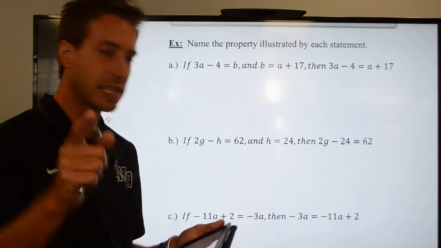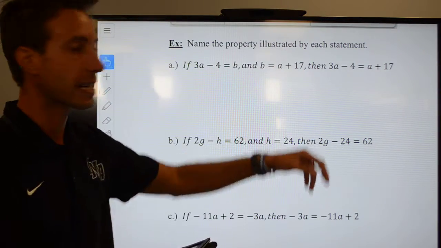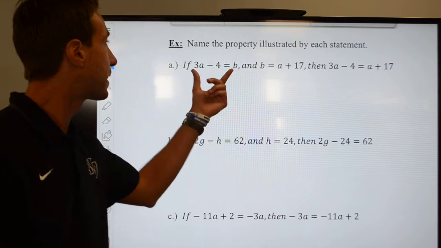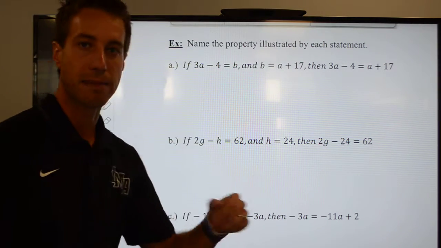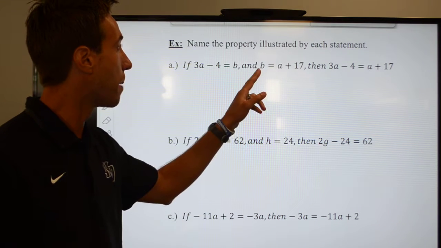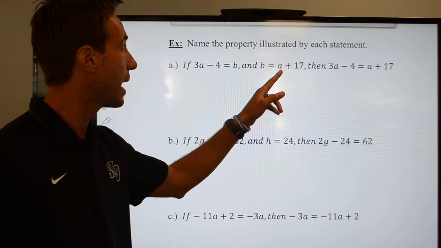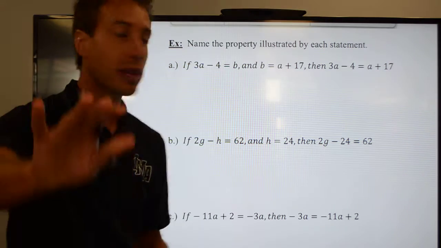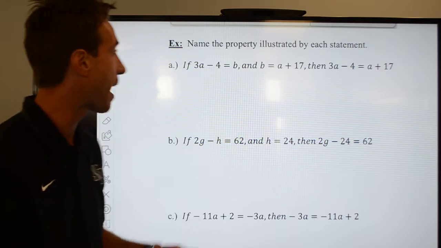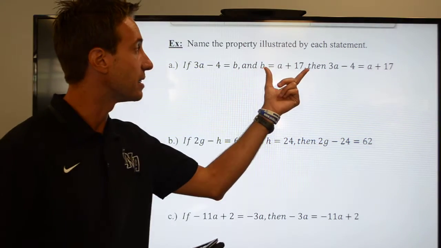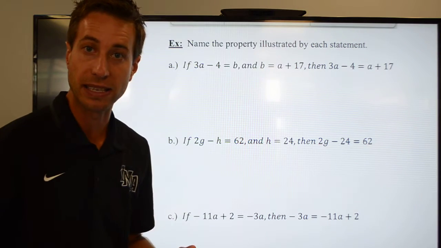What I'd like you to do is name the property illustrated by each of the statements, and this is exactly what we've got. I've given you an equation, 3a minus 4 is equal to b. I then tell you b is equal to a plus 17. Okay, well, let's see what happens here. I have this equation, 3a minus 4 is equal to b. I have b is equal to a plus 17.